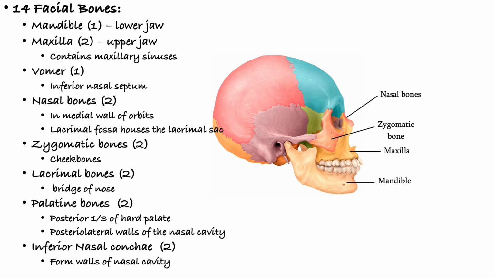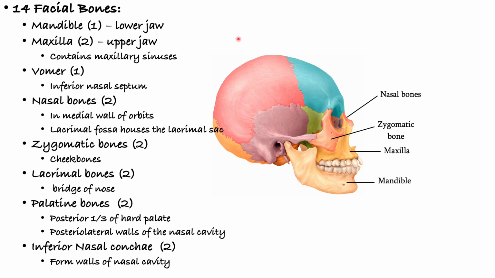So there are 14 facial bones. Yes, 14 facial bones. We have the mandible, which is the lower jaw, and the maxilla, which is the upper jaw. And the thing about the maxilla is it actually goes all the way to your orbit. So the maxilla, even though it's the upper jaw, doesn't end at the level of the nose. It actually goes all the way to your orbit. And this also contains the maxillary sinuses.